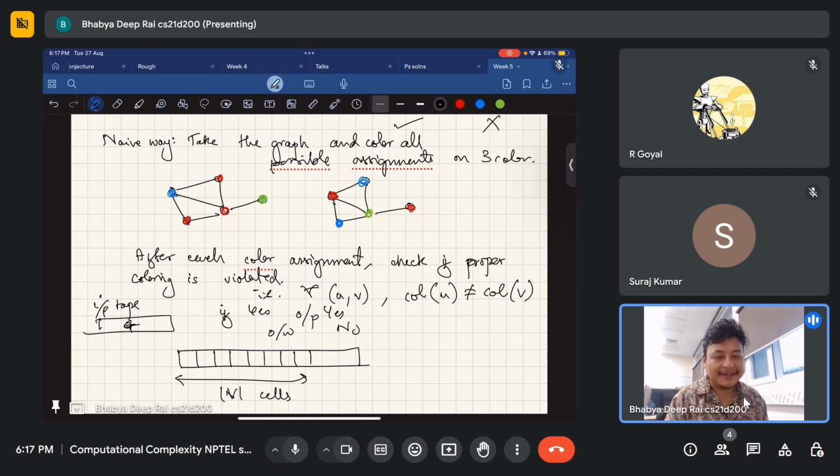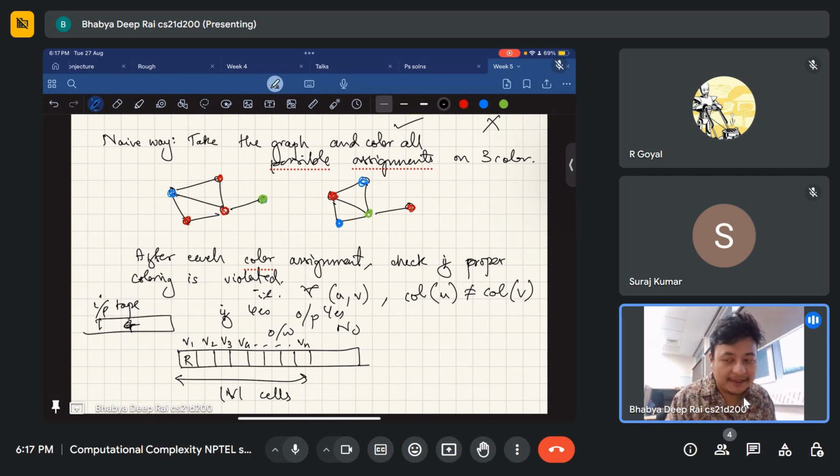Okay. Size of V many cells. Now this particular cell stands for vertex V1, this stands for vertex V2, this stands for V3, and so on, till if there are n many vertices in the graph, then what will I do? I'll have n many cells.